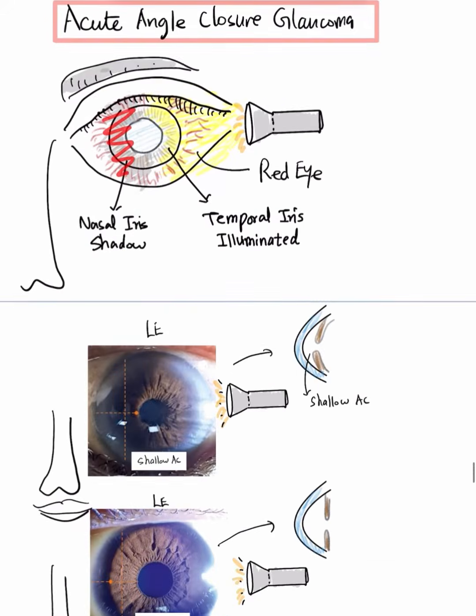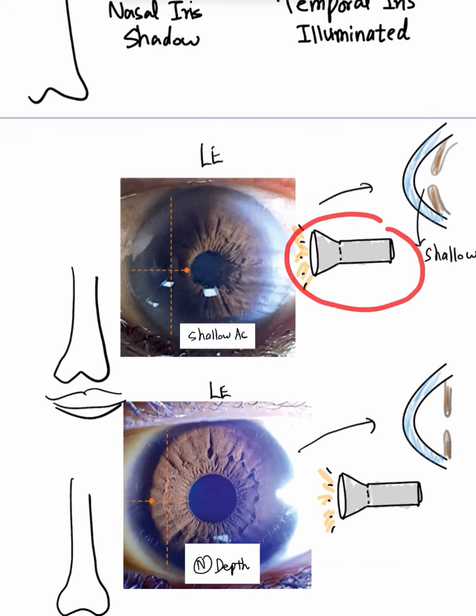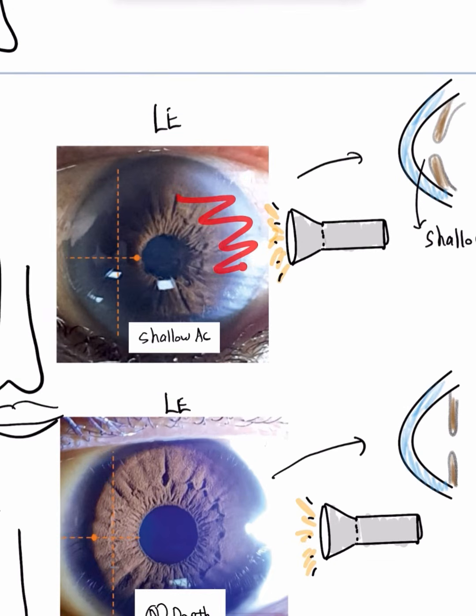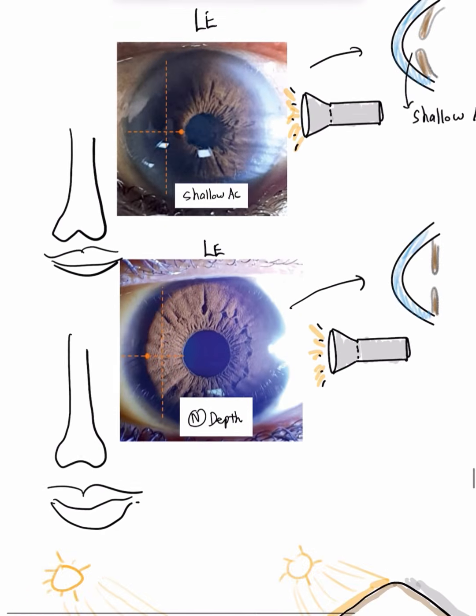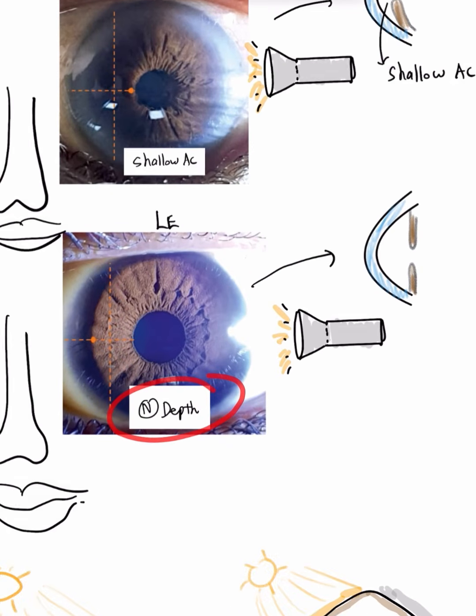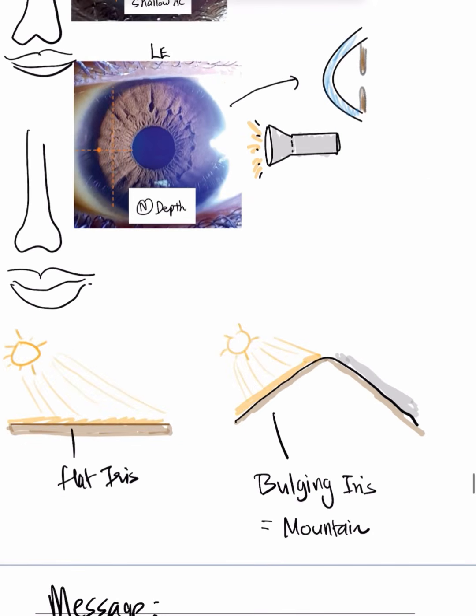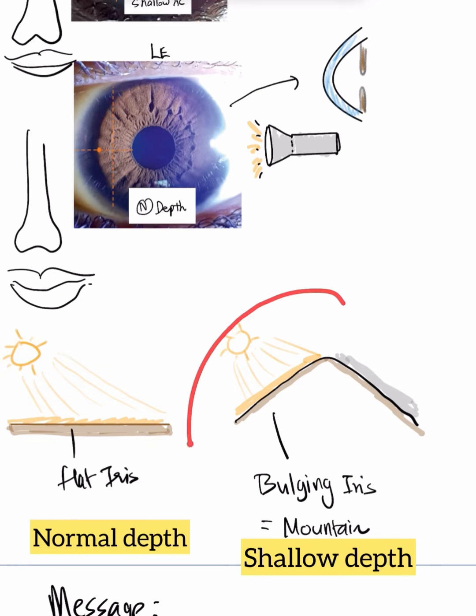For example, in this patient, when you throw light from the temporal aspect, you can see that the temporal iris is lit up, whereas the nasal iris is darker, which indicates a shallow anterior chamber. In a normal patient who has a normal anterior chamber depth, when we throw a light from the temporal aspect, both the nasal and the temporal iris are illuminated equally. It's like sun shining on a flat iris versus sun shining on a bulging iris.